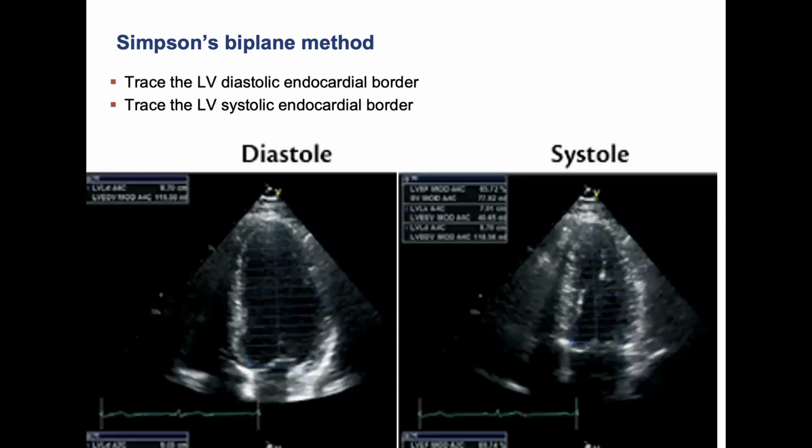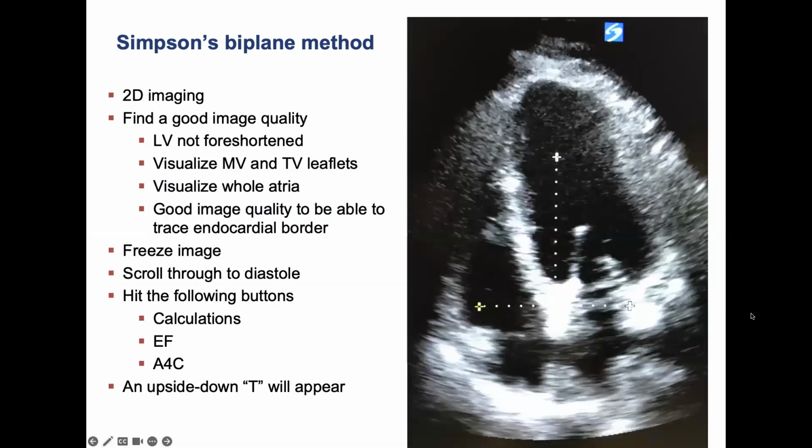So how do we do this again? We want an apical 4 chamber view, and we're going to trace the border in diastole, and we're going to trace the border in systole. And this algorithm is going to make up a summation of these stacked discs, and it's going to use that algorithm to create a volume.